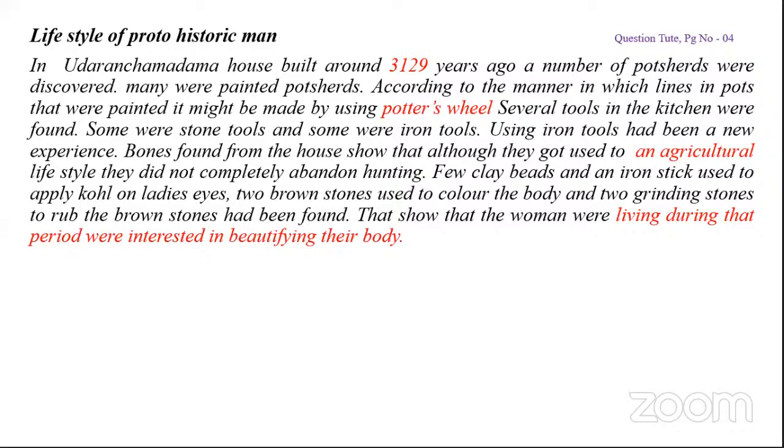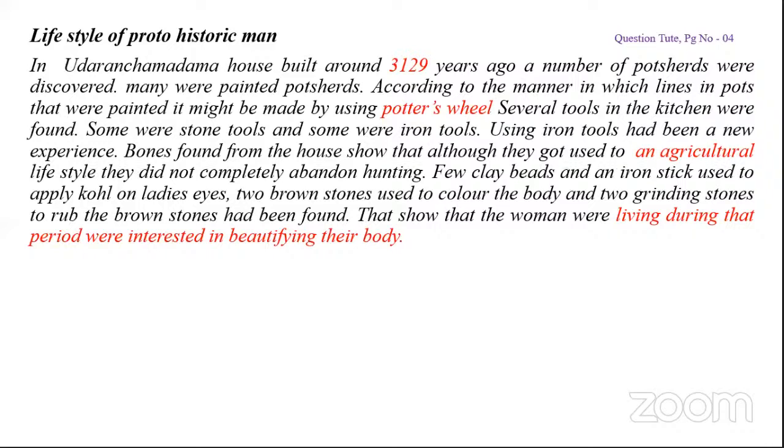Bones found from the house show that although they got used to an agricultural lifestyle, they did not completely abandon hunting. So that means they did hunting and they did agriculture. Both the flesh of hunted animals as well as agricultural foods had been used.